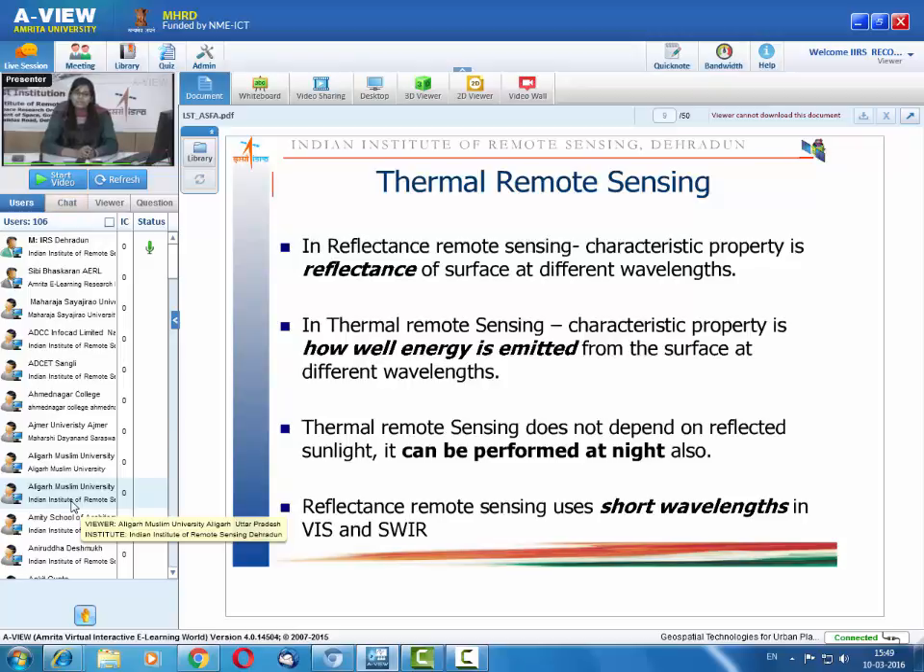Now, when we were talking about long wave and short wave radiation, we were talking about thermal remote sensing. We have discussed that thermal remote sensing is from 3 to 14 micrometer, or maybe till 35 micrometer. However, the visible or the reflected area was 0.3 to 3 micrometer. So in general, we can say that reflectance remote sensing uses the short wavelength in the visible and the SWIR band. SWIR means short wave infrared. But on the contrary, the thermal remote sensing is towards the higher wavelength.